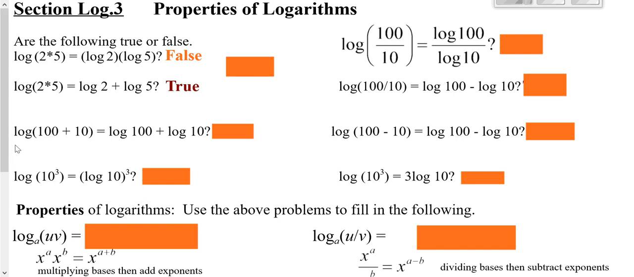Now, go to your calculator, type in log, it should give you that parenthesis, 100 plus 10, close your parenthesis. Enter. Now in the next line, type in log 100, close your parenthesis, plus log 10, and we want to know if those are equal. And in this case, they are not.